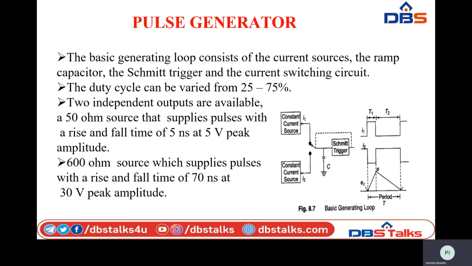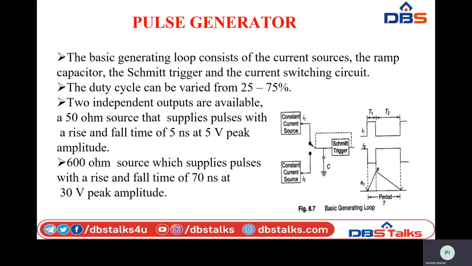Rise time is the time the pulse takes to reach its maximum voltage range, and that time is 5 nanoseconds. And for the 600 ohms output source, the rise and fall time are up to 70 nanoseconds. That means within 70 nanoseconds the signal will reach the maximum peak voltage, which is the 30 volt peak amplitude. So this is about the pulse generator.